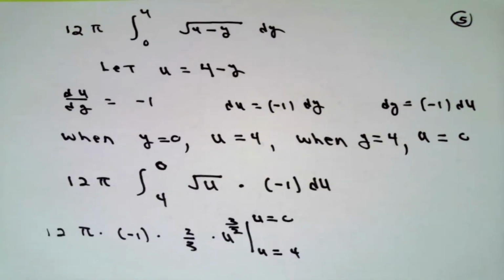Taking the constant factors out front, square root of u is u to the 1/2 power, and the antiderivative of that with respect to u will involve u to the 3/2 power, and we have to have a factor that is the reciprocal of the new power, the 1 over n plus 1 business. 1 over 3/2 is 2/3.